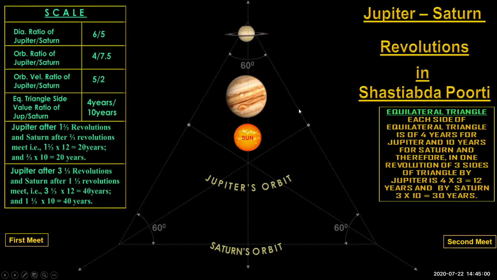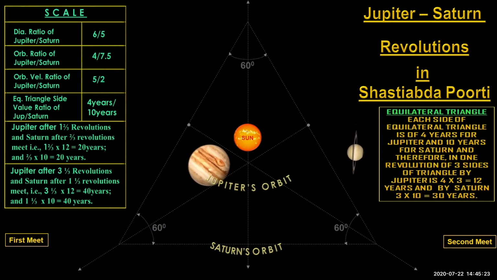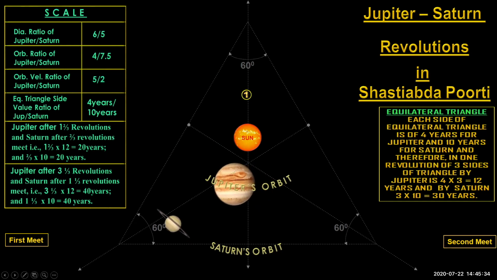Similarly, in the case of Saturn, these three sides make 30 years, one revolution. Each side is 10 years. Now it can be seen, it is set into motion. So Jupiter and Saturn are actually moving, and they are in their orbits. This is Jupiter's orbit and this is Saturn's orbit. Jupiter has completed one revolution, so one has appeared here. And Saturn is slowly moving. It is not able to compete with Jupiter.